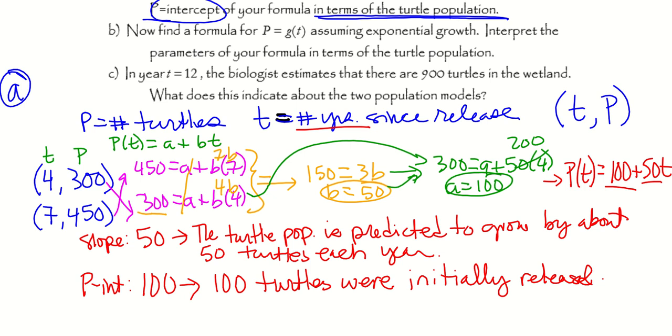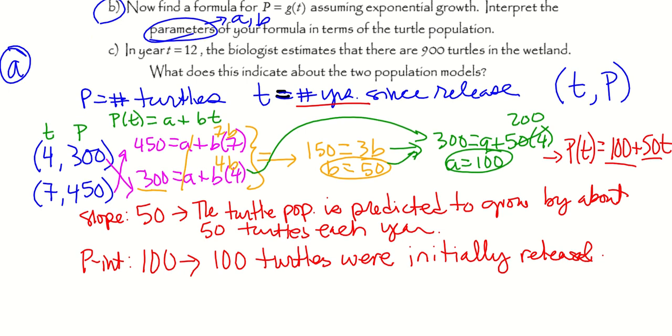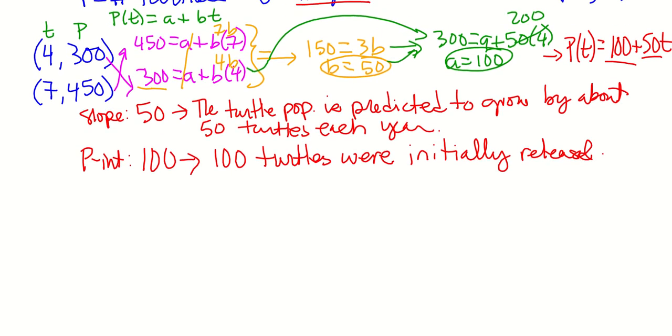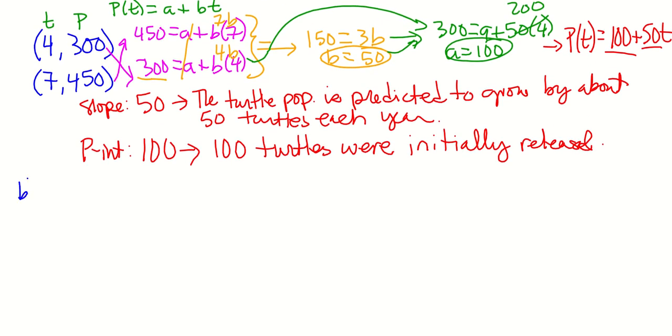Now let's find a formula for P. We're going to do B now of T, assuming exponential growth, and we're going to interpret the parameters. The parameters are the numbers, so that would mean we're going to interpret A and B. Okay. So we're going to take our same 2 points for B. So for B, we're going to take our points 4, 300 and 7, 450.